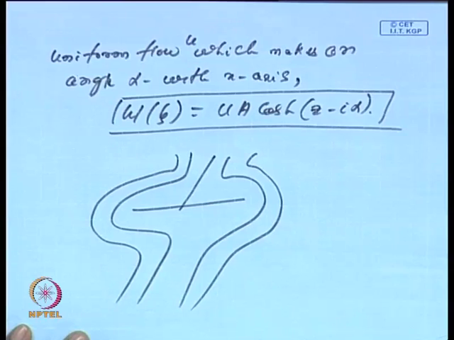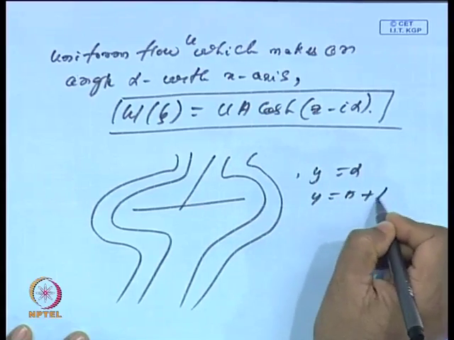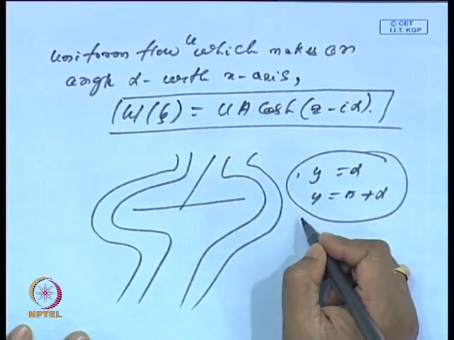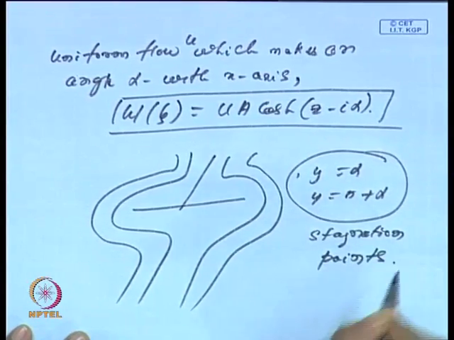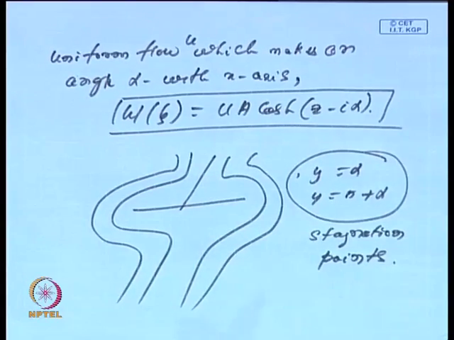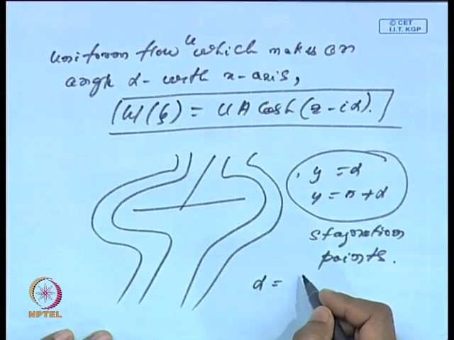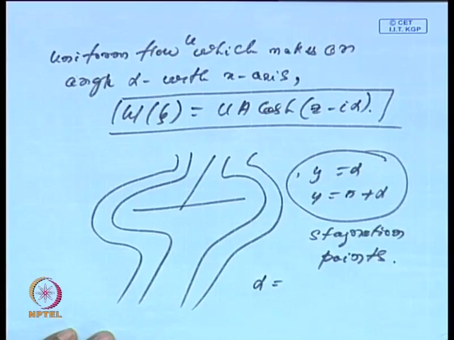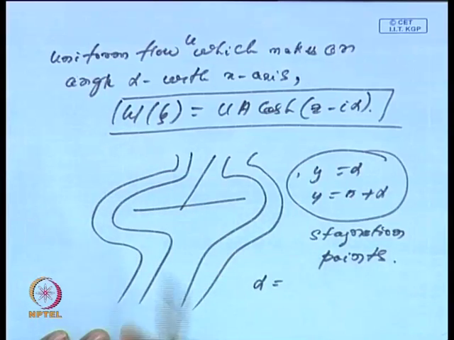And again in the same way, here also we will see that the points y equal to alpha or y equal to pi plus alpha represent the stagnation points. These are the stagnation points. And if alpha is pi by 2 in this one, so this also we can write in the form w zeta is this.